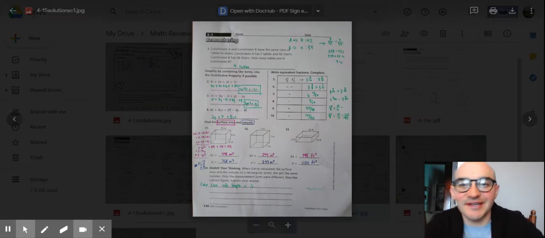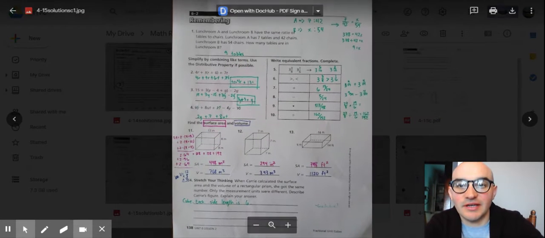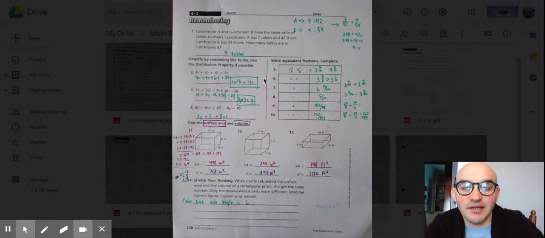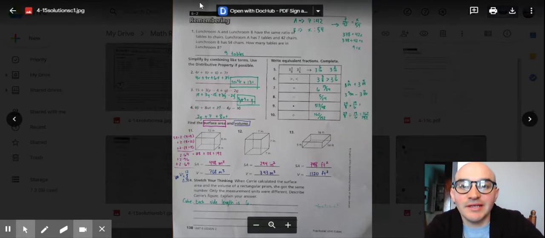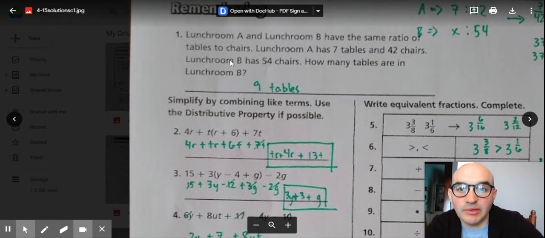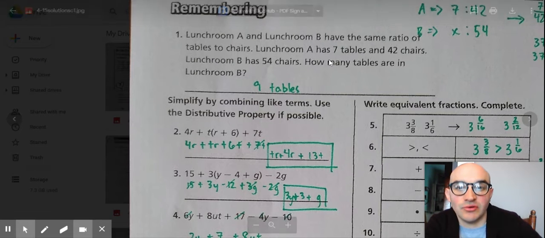Going to work with you on page 3 of 3 for Tuesday, April 14th. And this page has 6-2 remembering up top, and we'll just solve them all together. So problem 1 here gives us a little story.